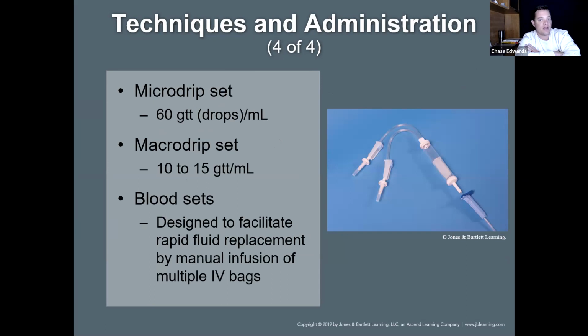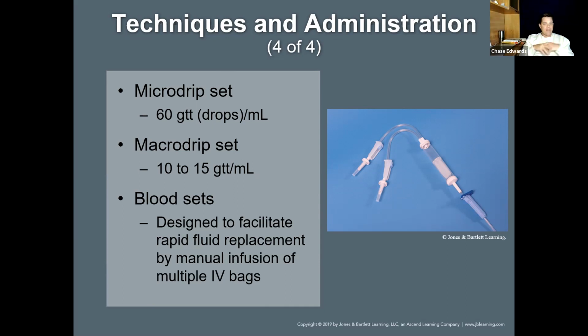So drip sets come in two sizes primarily. You've got your 60 GTT, which is 60 drops per milliliter. It's a small, needle-like orifice inside the drip chamber. Ideal for medication administration or pediatric fluid delivery. It's easy to control the flow on those.